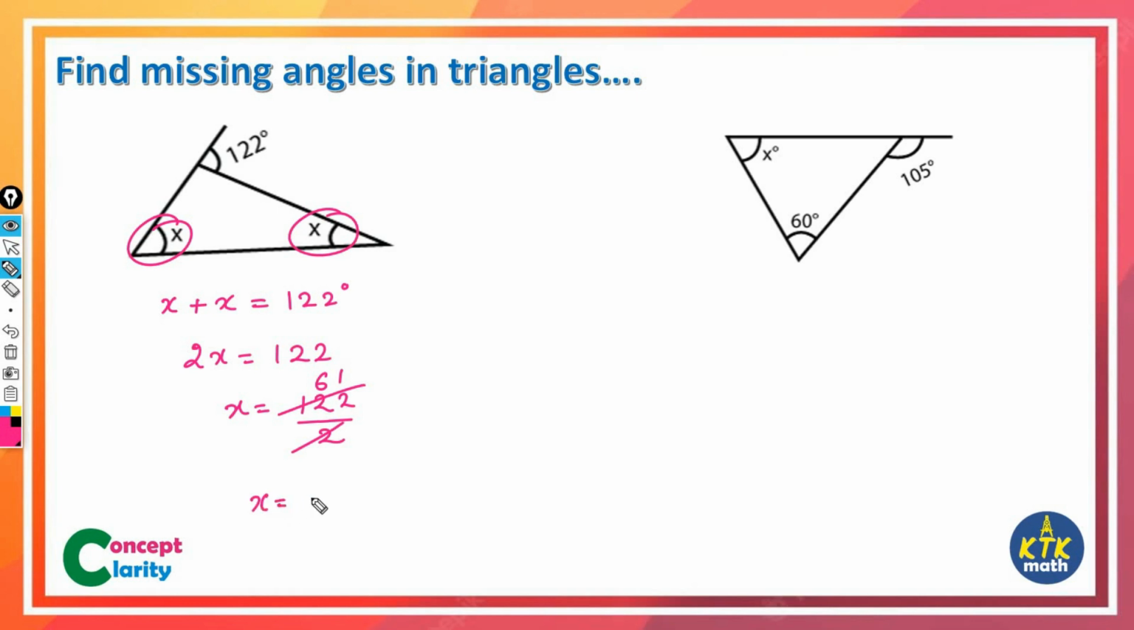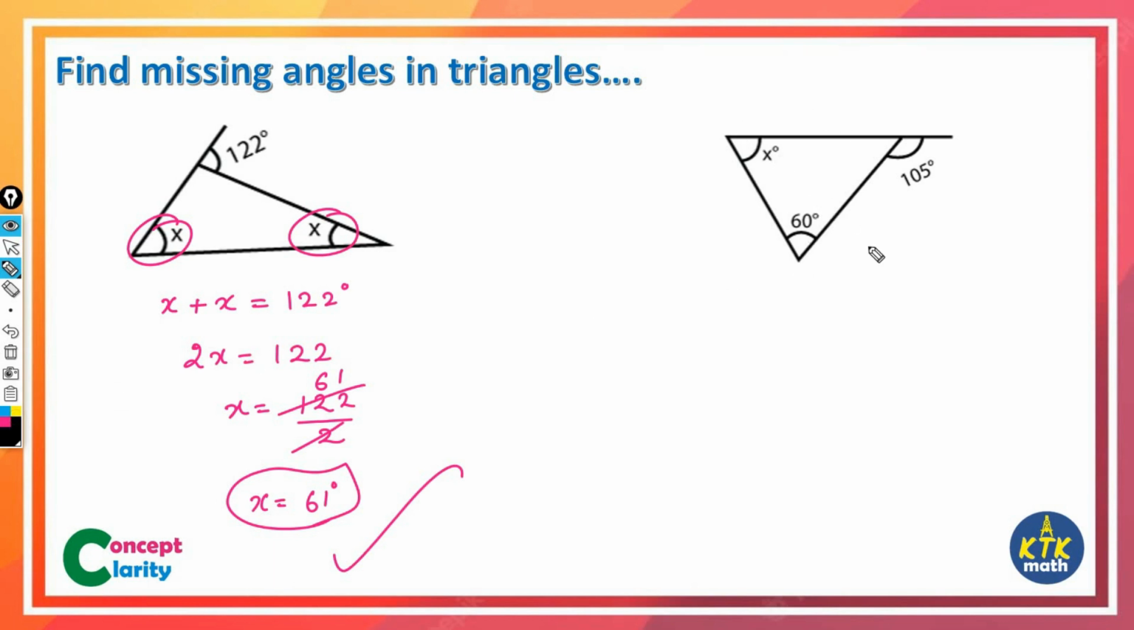So your answer is x equal to 61 degree. So if you have done this correctly before I am doing, hats off. Just share what you have done, whether correctly or wrongly, in the comment box. Now it's time to move to the second question.